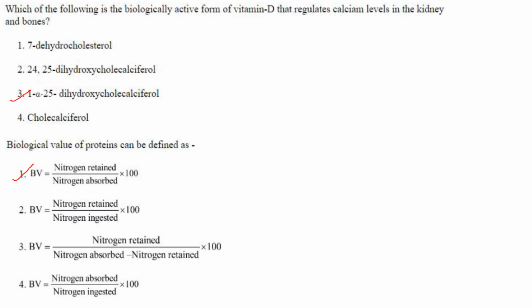Then next one. Which of the following is the biologically active form of vitamin D that regulates calcium levels in the kidney and bone? The biologically active form of vitamin D, we all know, is called calciferol. The first option, dehydrocholesterol, is not correct. The next three options have calciferol in them, but the most apt one is 1-alpha 25 dihydroxycholecalciferol. Answer is option 3.